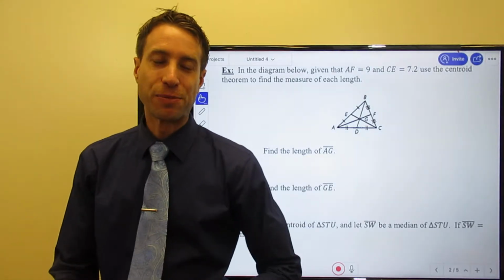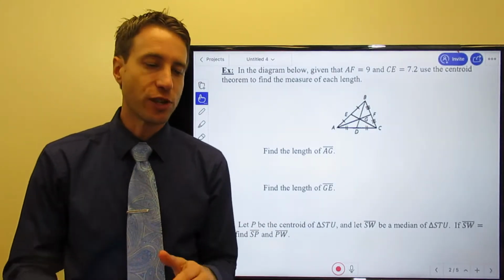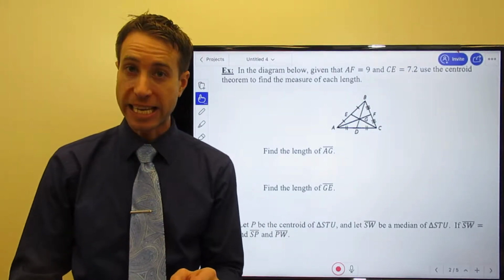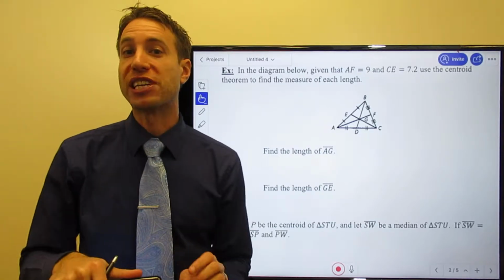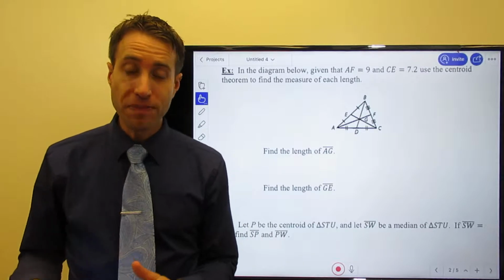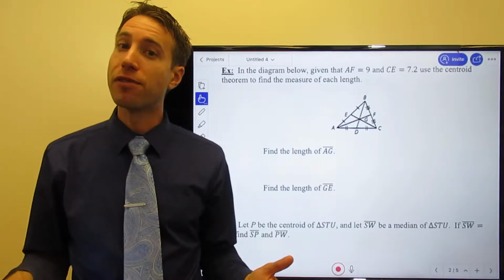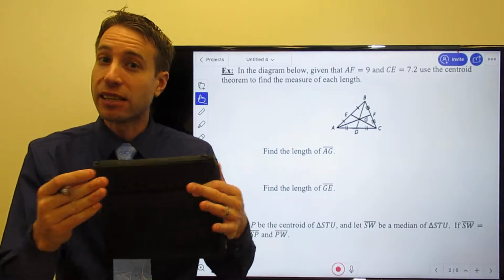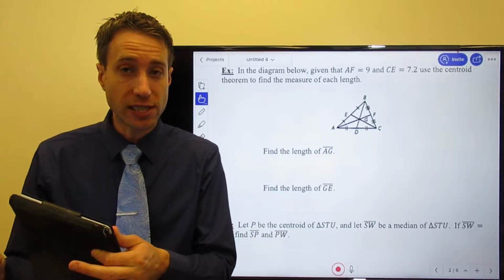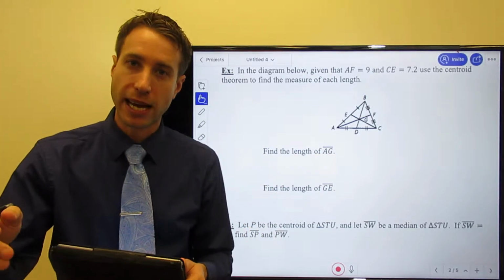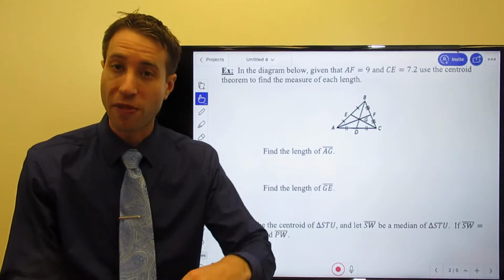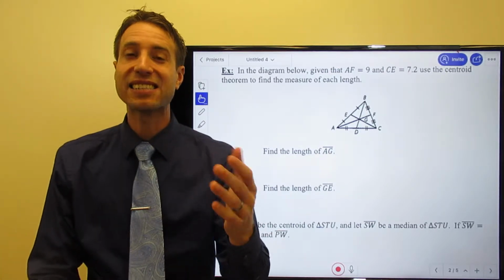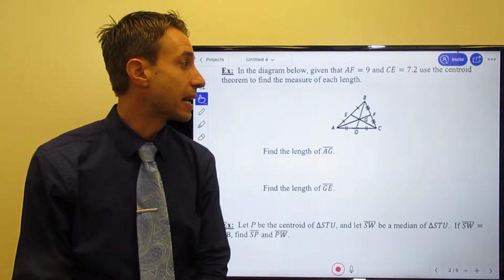Alright guys, welcome to this page of the notes. We've just spent some time talking about medians, and more importantly the centroid theorem, which gives you a ratio of the lengths of the medians: the length of the entire median versus the distance from the vertex to the centroid. We just spent some time talking about what that ratio is. Let's see how it actually applies in a problem.